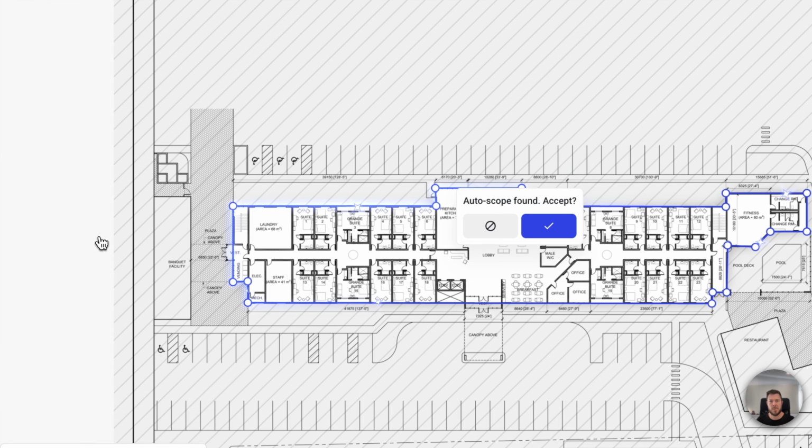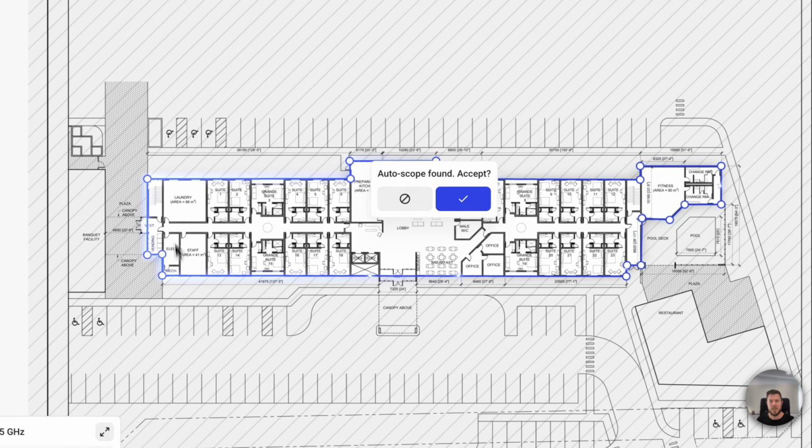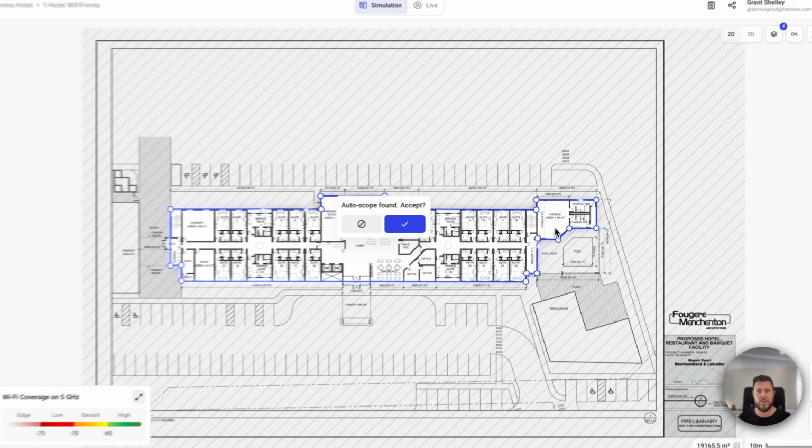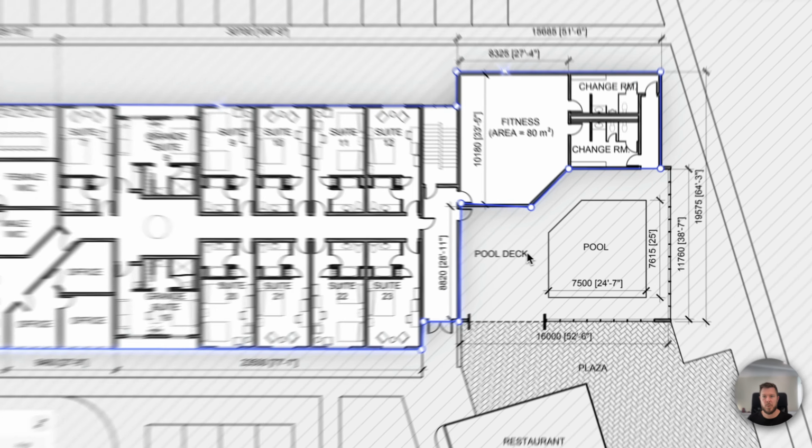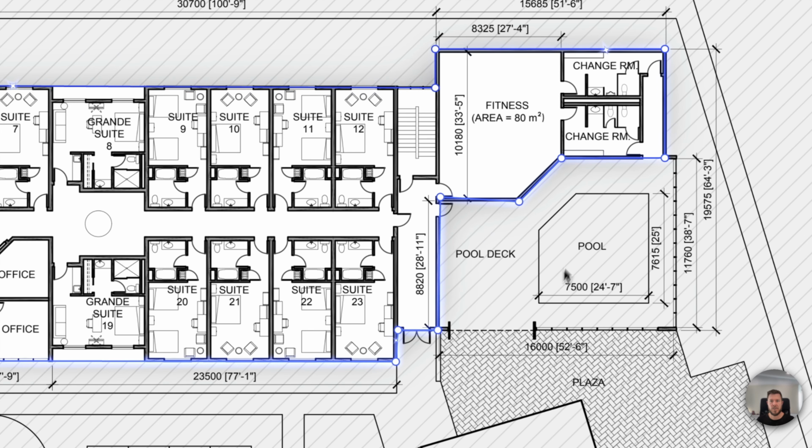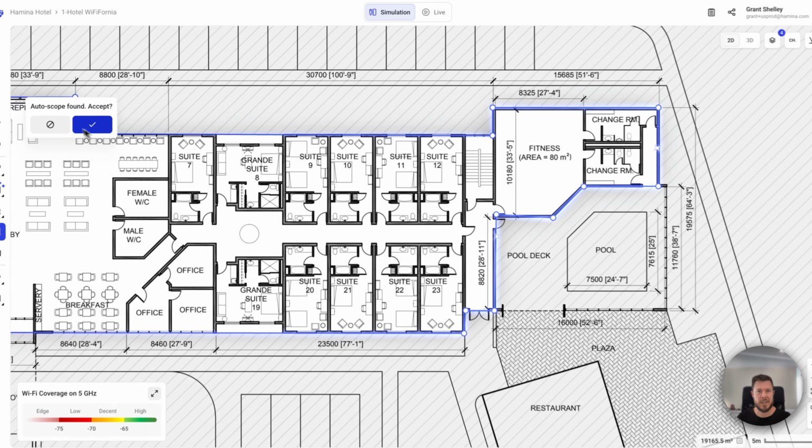So I click on my scope zones here and you can see the scope is already around the perimeter of the building. And so for instance, this pool deck and the pool area, that is going to be out of scope in this case. And so I can accept that.